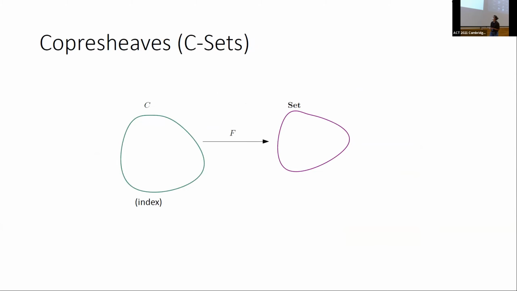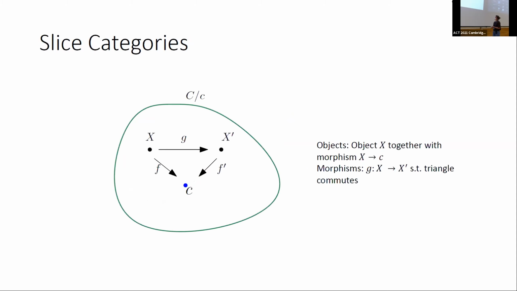So these C-sets are really just copresheaves. They go from some index category C into Set. Another thing which is going to be important is a slice category. So just quickly to recap what that is: given some category C, the slice category is denoted C over some specified object c. The objects are choices of objects X together with morphisms from that object into c, and the morphisms are just the morphisms g such that a triangle commutes.